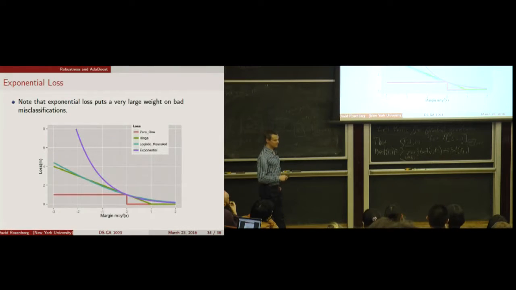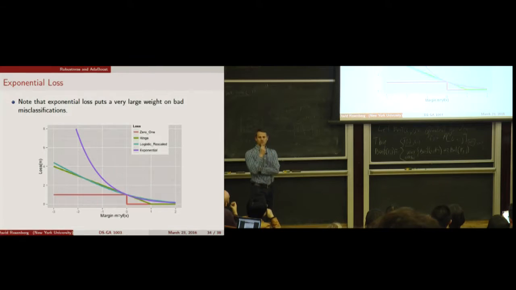What's the x-axis? It's the margin, which is like the score that we produce times the actual class. We want the margin to be big and positive. Big and negative is really bad because that's the size of it. An absolute value is how confident you are, and being negative means you're wrong. So big and negative is bad. Okay, so yeah, we do want to penalize something that's bad.